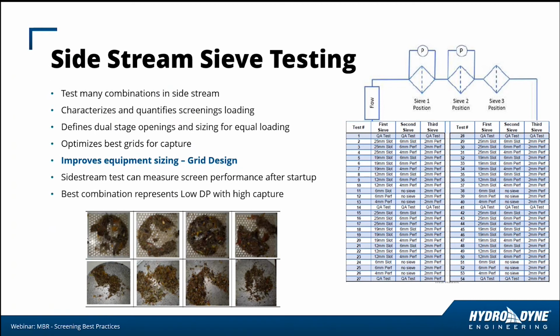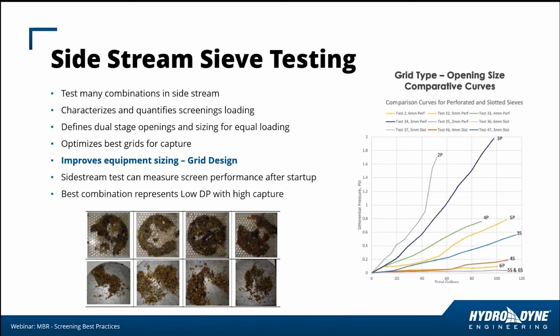And this also helps us with equipment sizing, because once we pick the grid, then we can understand how that grid needs to be deployed for best capture design. The stream test, it should also be noted, can be used to measure screen performance after startup. So the best combination here represents low differential pressure with high capture.